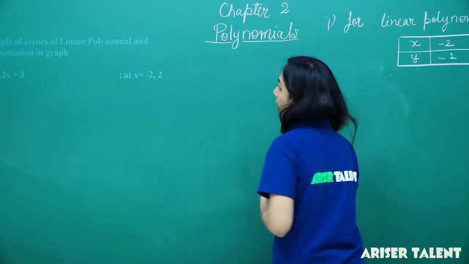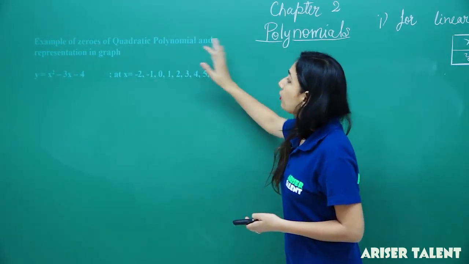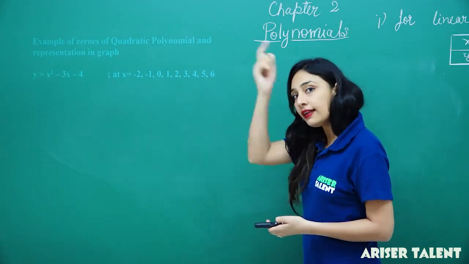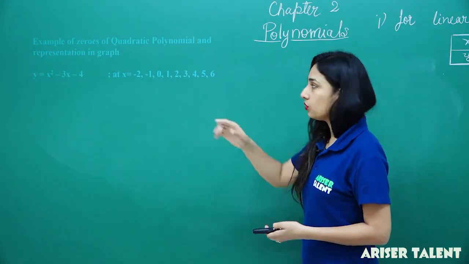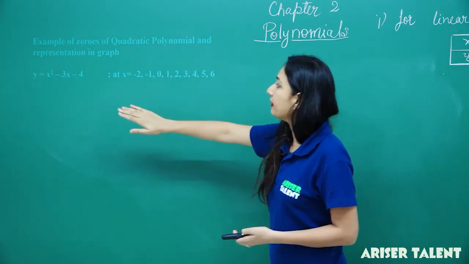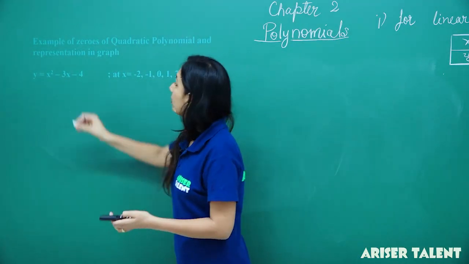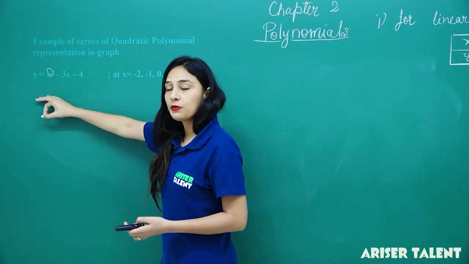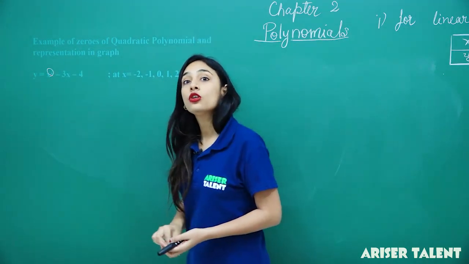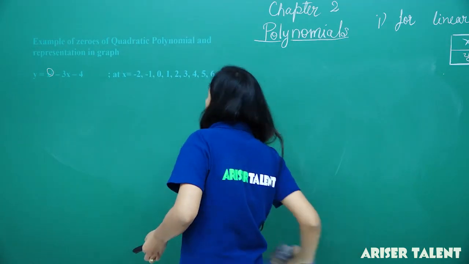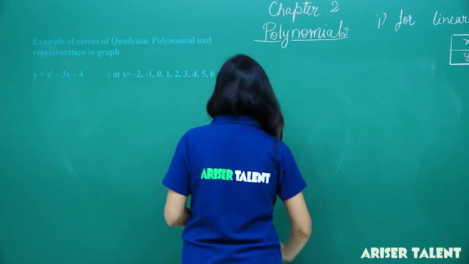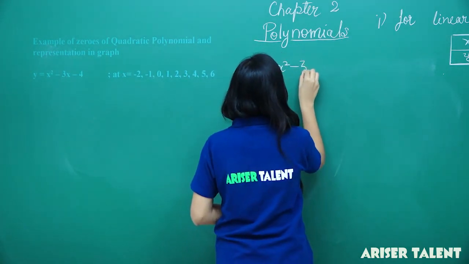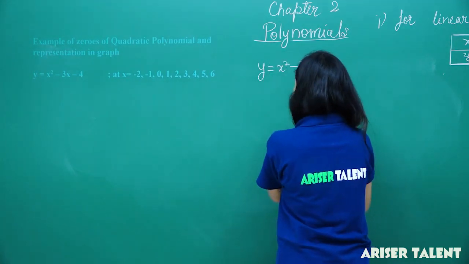Okay students, now moving forward, quadratic polynomial. What is quadratic polynomial? The degree of this polynomial, the highest degree, will be 2. So it will be known as quadratic polynomial. Look at the equation. We are having this 2. This is a whole number. Okay, it's a polynomial expression and the highest value is 2. So it's a quadratic polynomial. So the equation is y equals 2x square minus 3x minus 4, right?